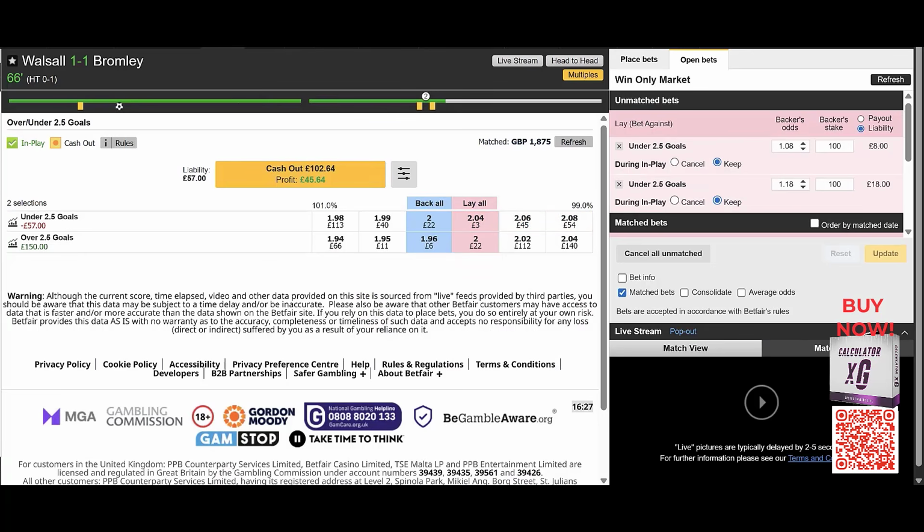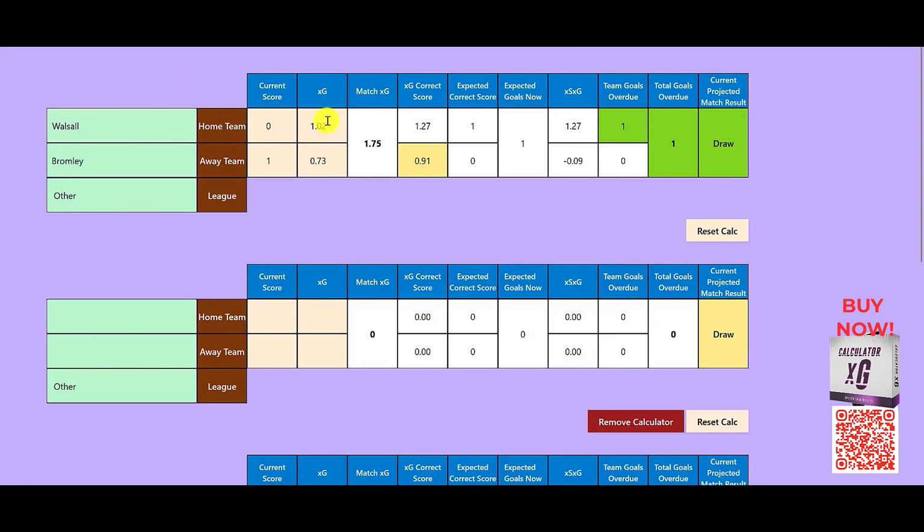So let's quickly see what the data says. So I put in the new XG numbers. Now let's put in the current correct score, which is 1-1. And so we are exactly where we should be. Okay, there's nothing wrong with the result. Okay, more stuff could still happen. We're not saying that it won't, but is there an angle into the market?